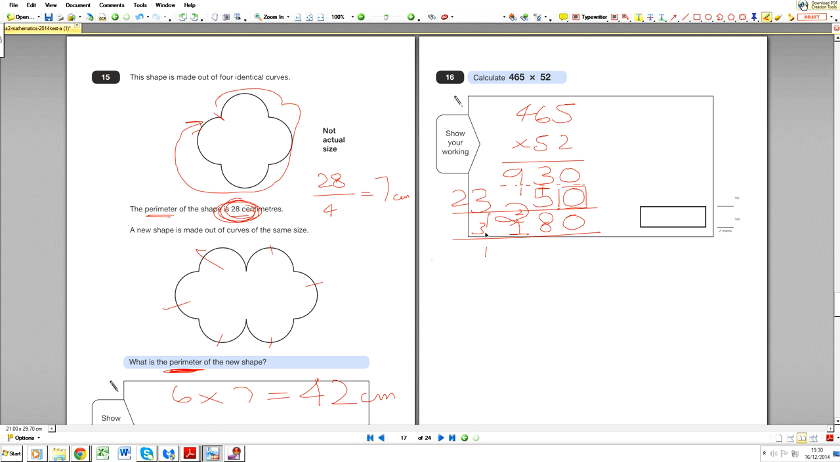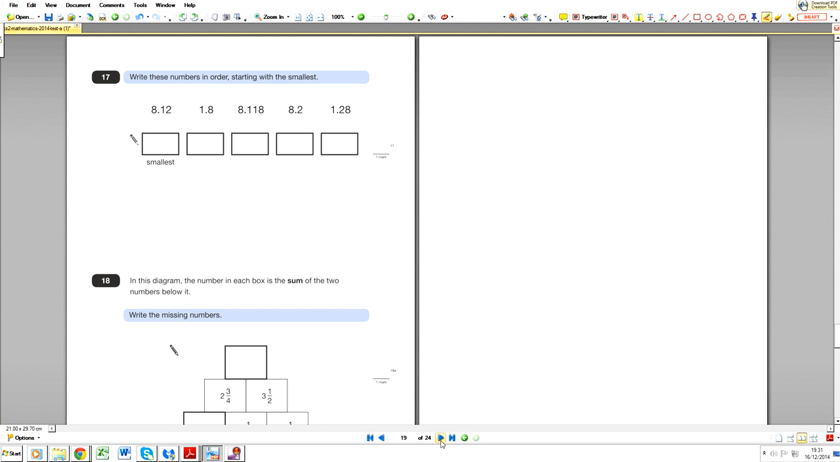Hang on a second. So it's 4180. Something's happening there. Put the 4 there, and 2, so the final answer is 24,180. Okay, let's move on to the next question.